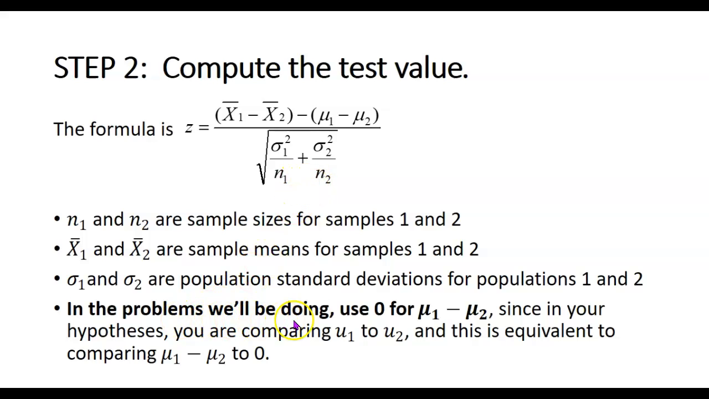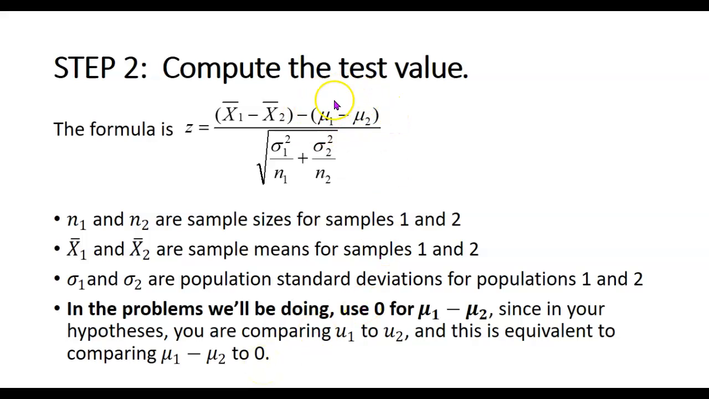And in the problems that we will be doing, this part of the formula where we have the mu1 minus mu2, we're just going to use 0 for that. In all the problems we'll be doing, the hypotheses are just going to compare mu1 to mu2. Either they're the same or they're not the same. And if they are equal to one another, then that means that mu1 minus mu2 is 0.